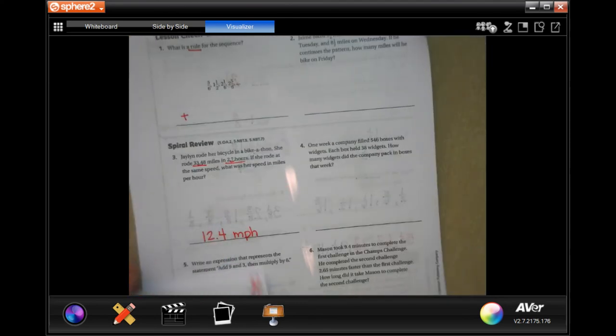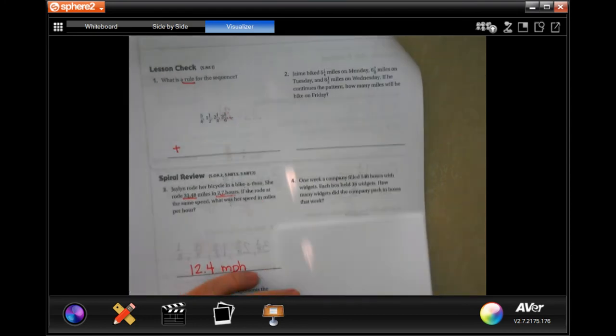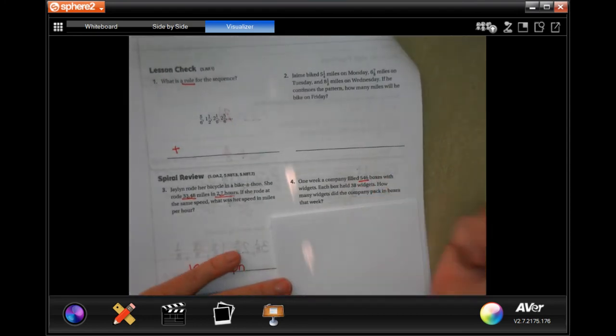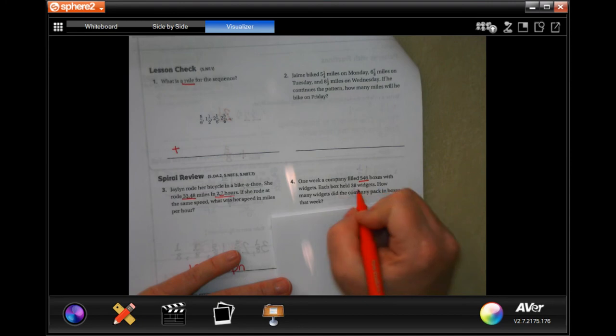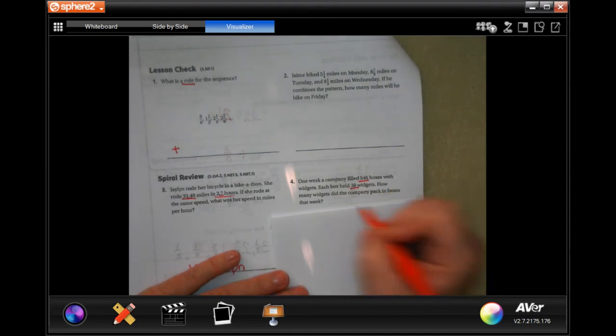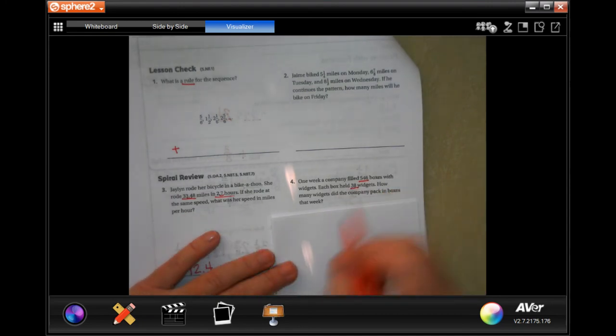All right. One week, a company filled 546 boxes with widgets. Each box held 38 widgets. How many widgets did the company pack in boxes that week? So 546 boxes. Each one had 38.